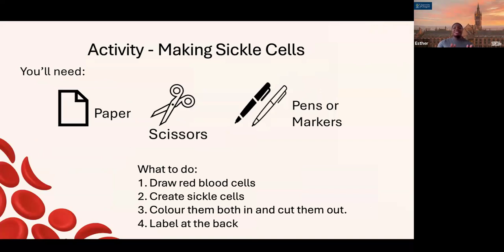And if you don't have any scissors, it's fine. You can do a little bit of a tear around, whatever works for you. So we're going to be making some sickle cells and normal red blood cells. So I'm going to get you guys to draw them out.